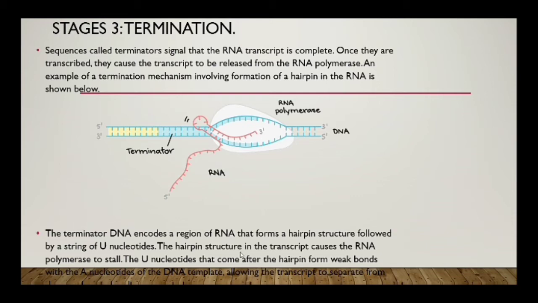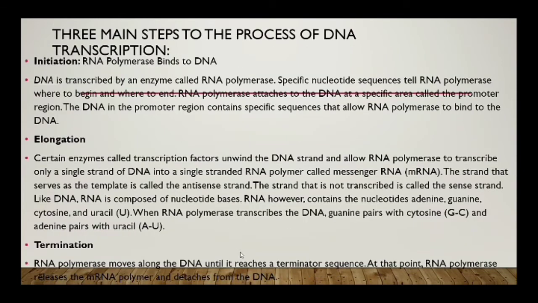The terminator DNA includes a region of RNA that forms a hairpin structure followed by a string of U-nucleotides. The hairpin structure in the transcript causes the RNA polymerase to stall. The U-nucleotides that come after the hairpin form weak bonds with the A nucleotides of the DNA template, allowing the transcript to separate from the template and ending transcription.